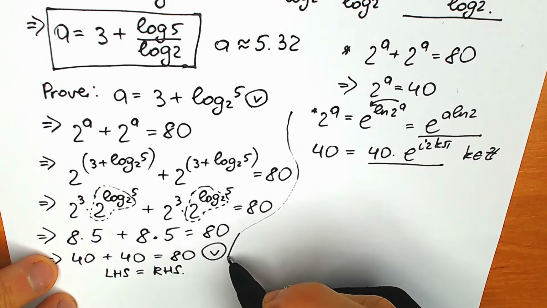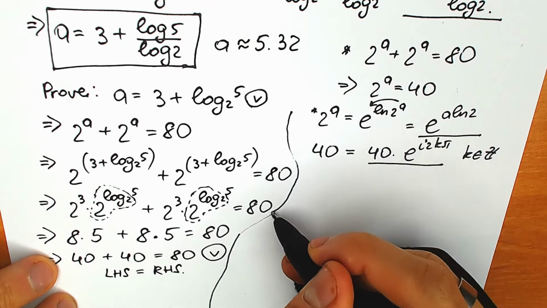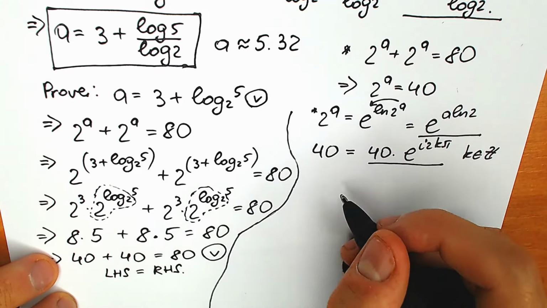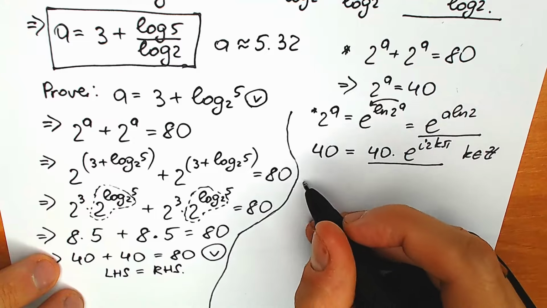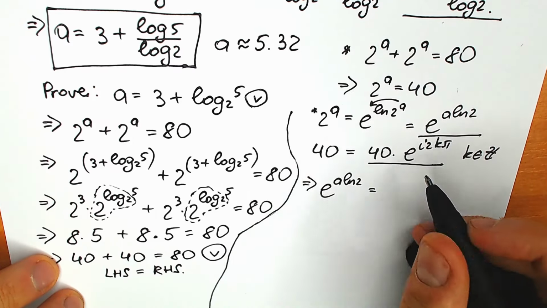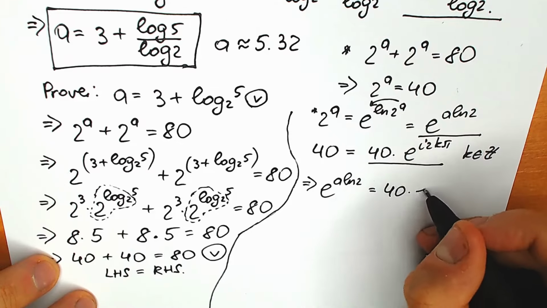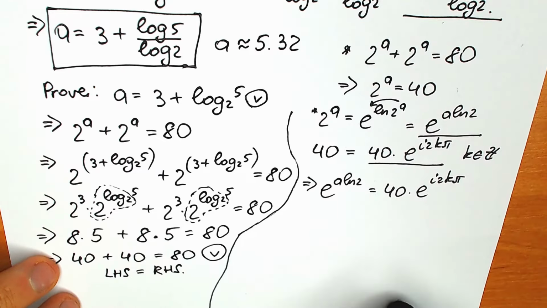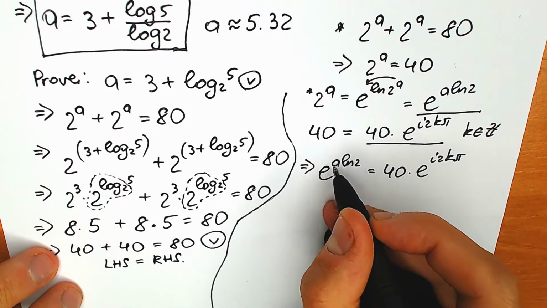But before this, I'm going to split this by parts, so I want you to see a difference. So first of all, 2 to the power a equal to e to the power a natural log 2, equal to, instead of 40, we're going to write this one, 40 times e to the power i 2k pi. Okay, this one. Right now, let's apply natural log on both sides. So we need to find this a from here.